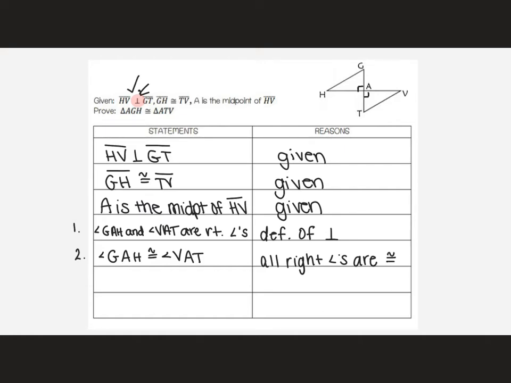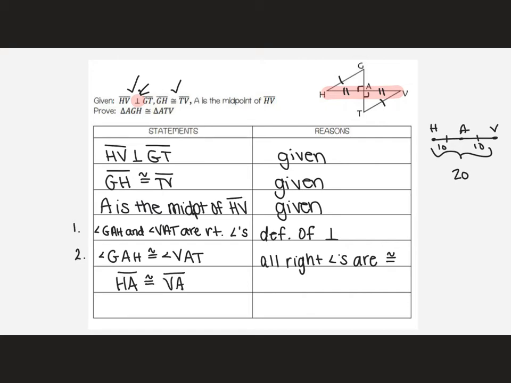The second given said GH is congruent to TV. So we're going to mark that. GH, TV, both get 1 mark. And lastly, we have A is the midpoint of HV. So here's HV. A is right in the middle. Again, thinking back to our first proof, if this entire segment was 20, each side would be 10, which means these are the same length. So I would mark HA congruent to VA, and that's what we're going to write down.